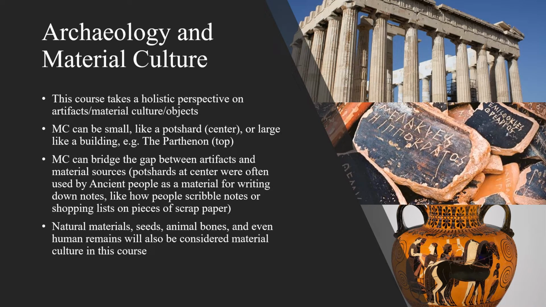In this course, we'll take a broad, holistic perspective on artifacts, material culture, and material objects. Material objects that are useful to archaeologists can be small, like a potsherd, or large, like a building. Material culture and material objects can often bridge the gap between artifacts and written sources. For example, potsherds, material objects, often had written inscriptions, being used by ancient people as a material for writing down notes, similar to how people scribble notes and shopping lists on scrap pieces of paper today.